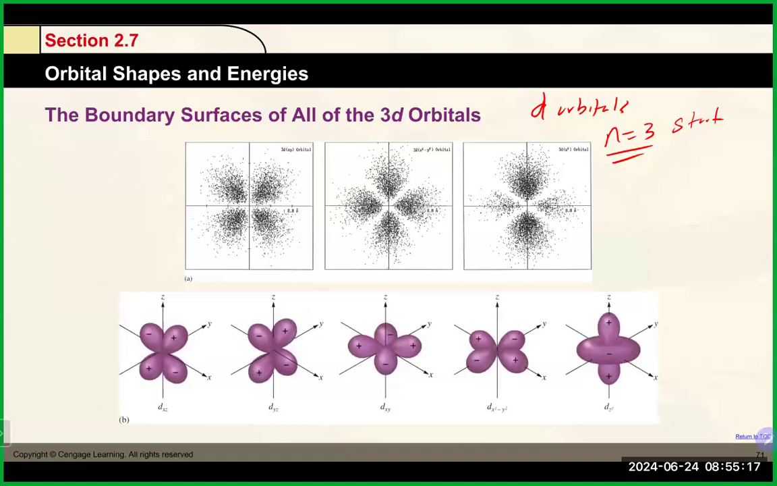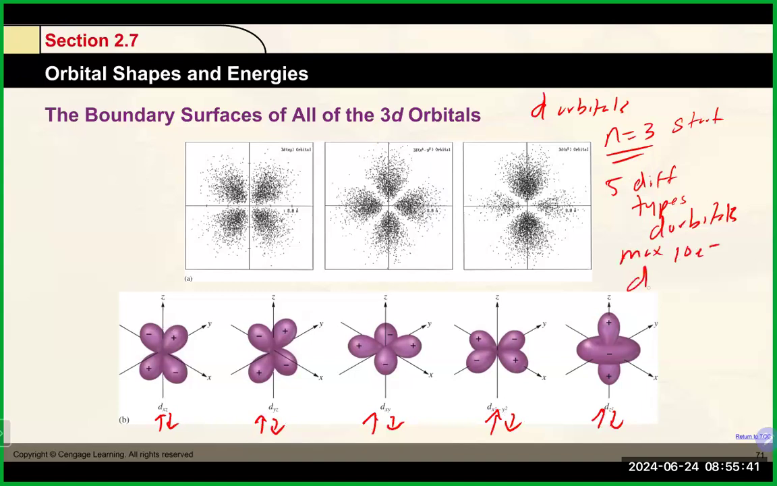Now, much like the p orbitals, there are actually 5 different types of d orbitals, as you can see here in the bottom picture. Each of these d orbitals can hold 2 electrons, so 2, 4, 6, 8, and 10. So it can hold a maximum of 10 electrons in a d subshell. On any energy level where there's a d subshell, all 5 of those together can hold a maximum of 10, and each individual d orbital can only hold a maximum of 2.